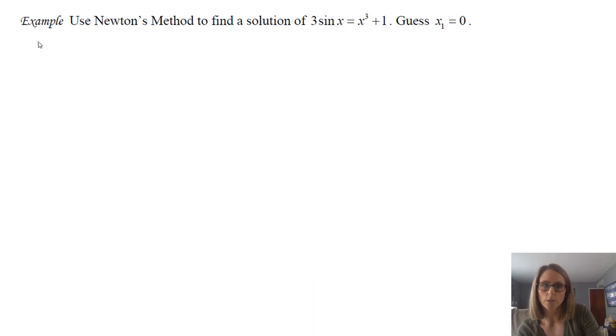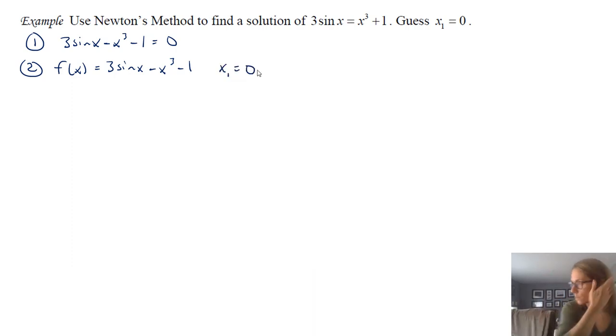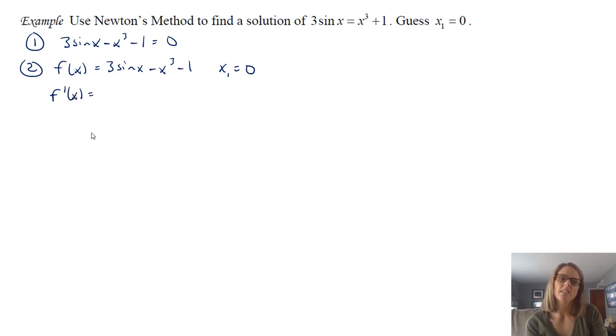So the first thing we would want to do in this problem would be to bring everything to one side: 3 sine x minus x cubed minus 1 equals 0. And then we'd want to consider that function, f of x equals 3 sine x minus x cubed minus 1. We're also being told to guess x sub 1 equals 0. That's just to help us out and be more consistent, because then we all have everything we need. We're also going to need the derivative, f prime of x. The derivative of sine is cosine, so it's 3 cosine x minus 3x squared.